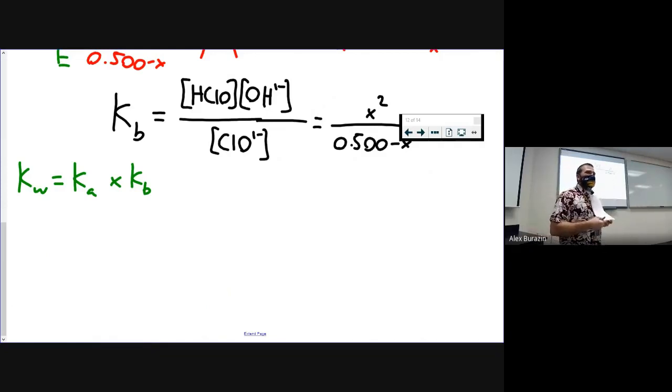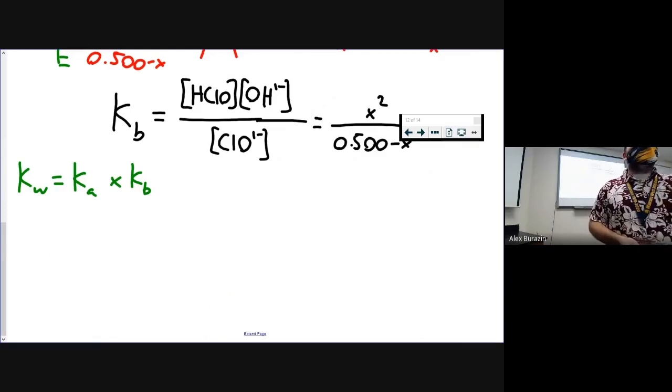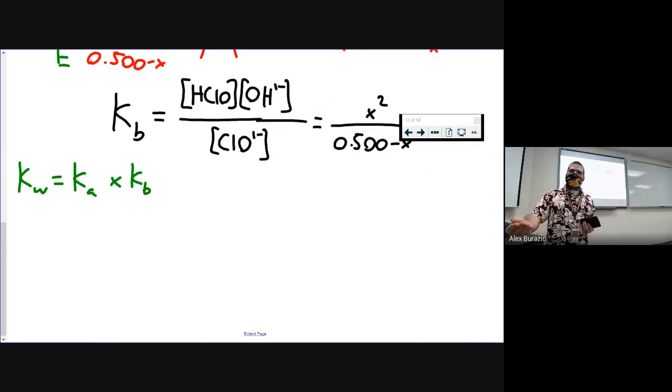In your formula packet, you have an equation that says Kw equals Ka times Kb. And on that same line where Kw starts, it says Kw equals 1.0 times 10 to the negative 14. So let's convert our Ka that was given to us into a Kb. The Ka that was given to us was for the weak acid.